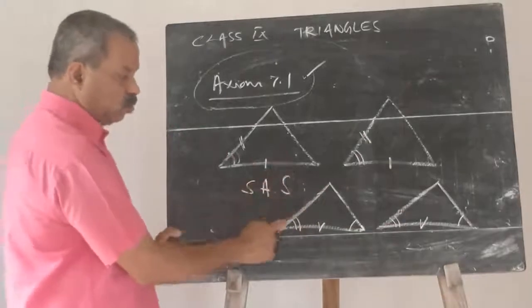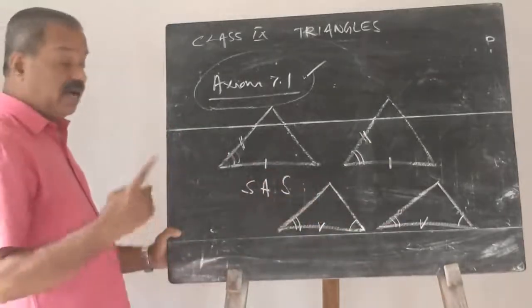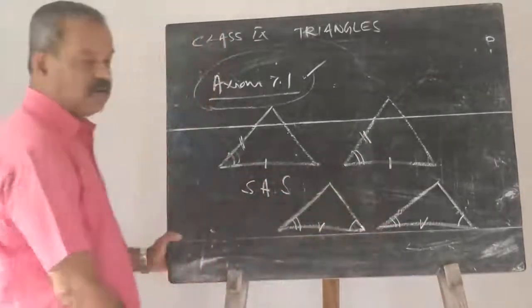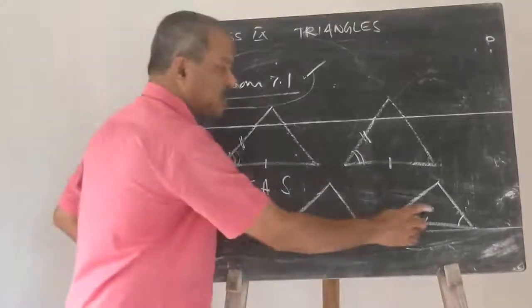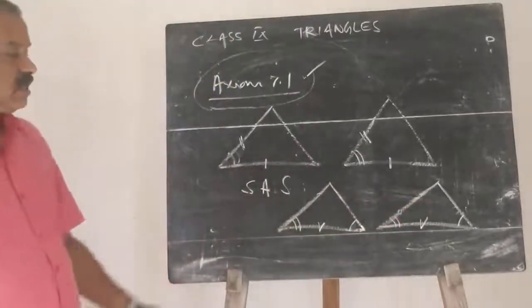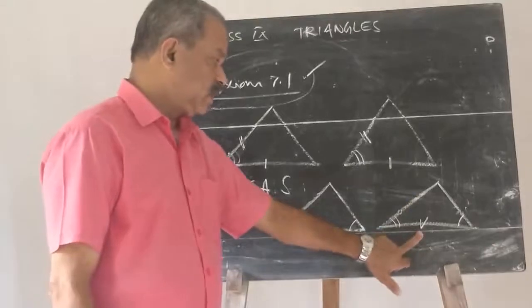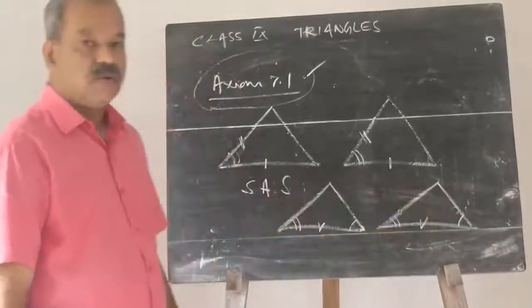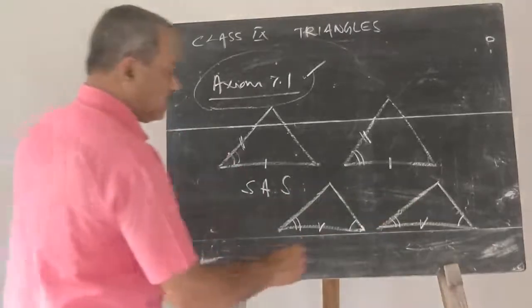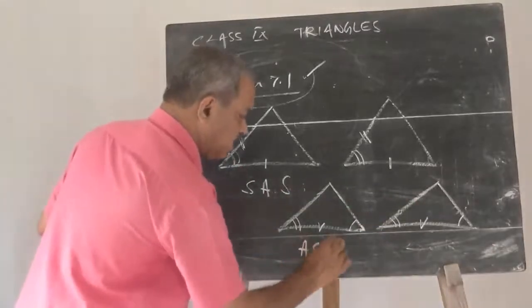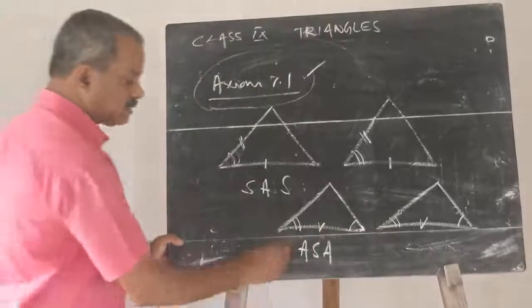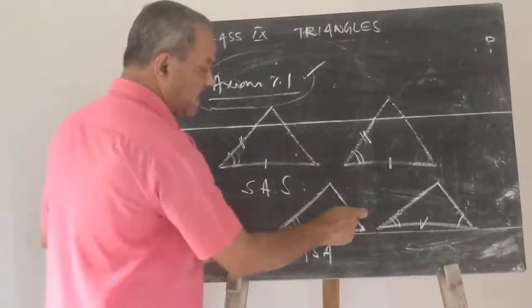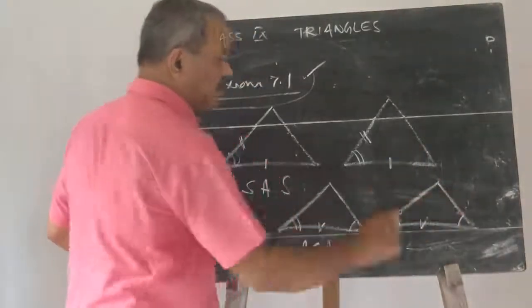Two angles and the included side of one triangle, when compared with the corresponding two angles and included side of another, if they are equal, then the triangles are congruent. This result is known as the ASA theorem. ASA: angle, side, angle.